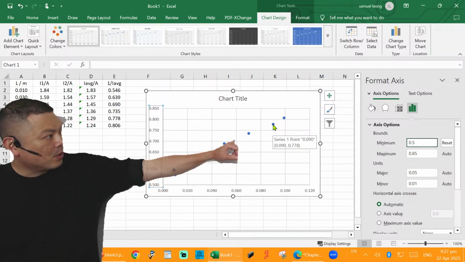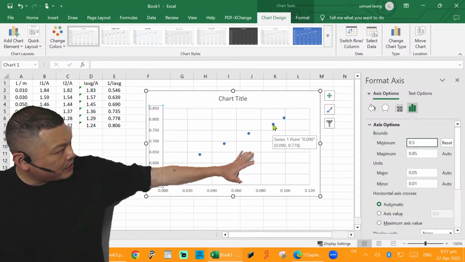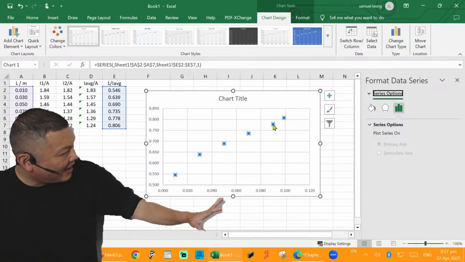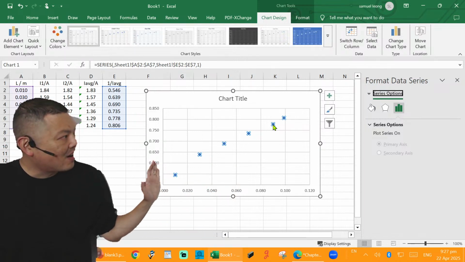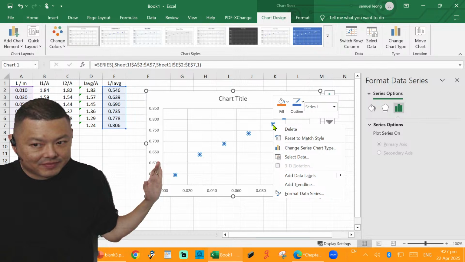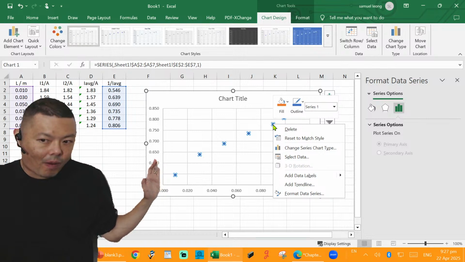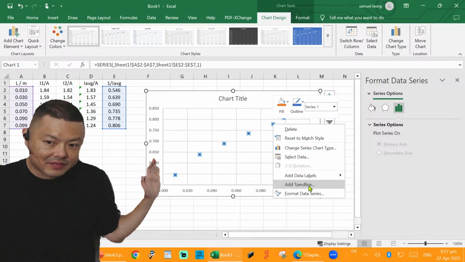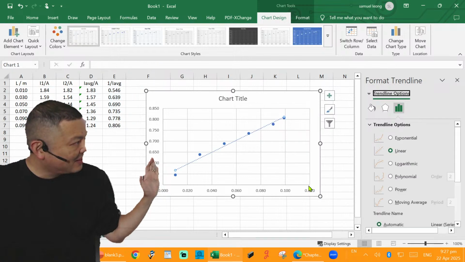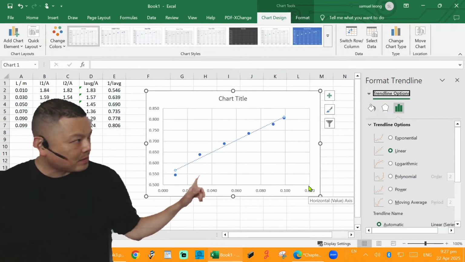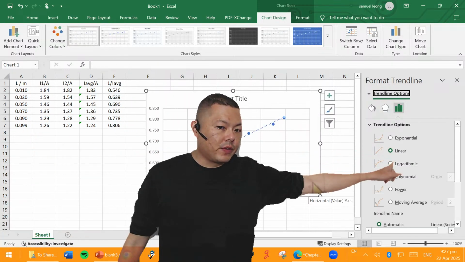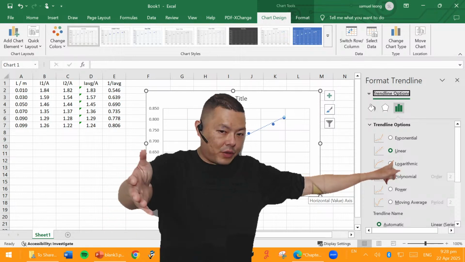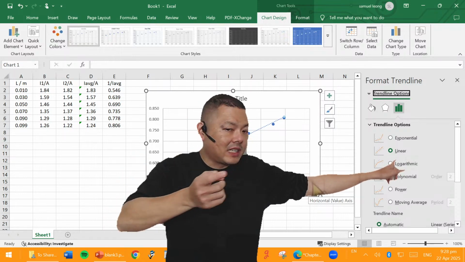Now you click on any one of the data points, you realize that it highlights all your data points. Correct? Right click. Add trend line. You see the graph? By default, it will always try to give you a linear fit. By right, yours is supposed to be a linear fit, so we just leave it as linear.